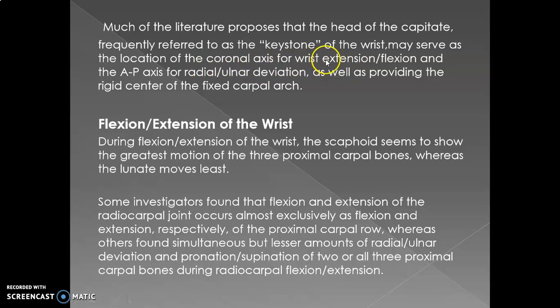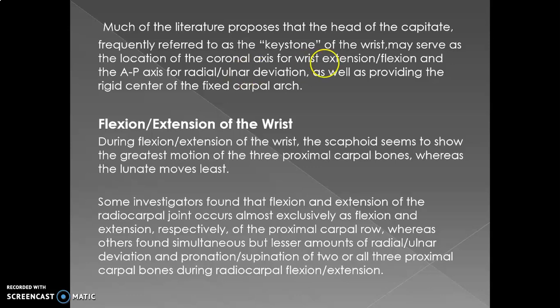In the coronal axis we get wrist extension and flexion, and in the anterior posterior axis we get radial and ulnar deviation. So we only have 2 degrees of freedom. Deviation of the wrist towards the radius is called radial deviation. Deviation towards the ulnar side is called ulnar deviation. Which axis does it happen in? It happens in the anterior posterior axis.